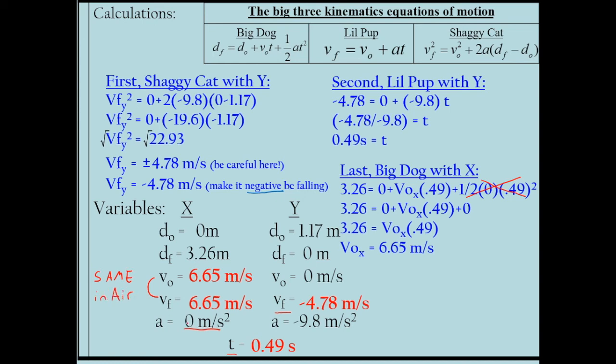And again, that's because acceleration is 0. What does 0 acceleration mean? That just means that we're moving at a constant velocity.